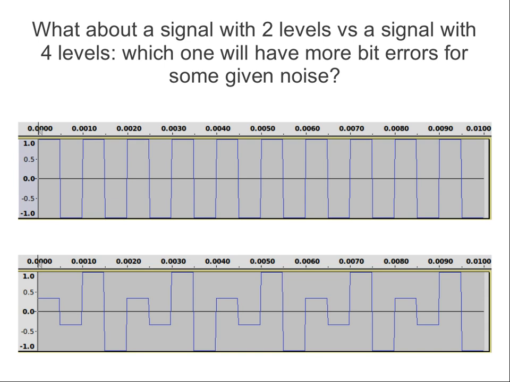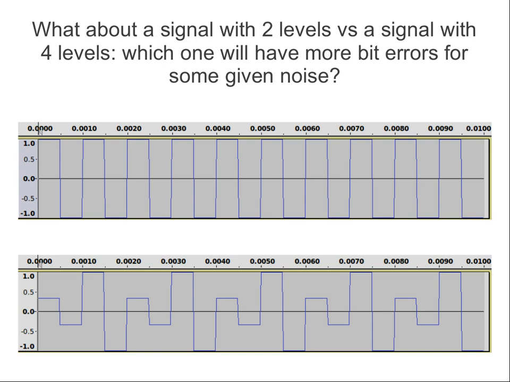With 8 levels, each level would use 3 bits because we have 000, 001, all the way up to 111. There's 8 different values. So each level would represent 3 bits with the same signal rate of 2,000 elements per second. Each element represents 3 bits. 3 times 2,000 would be 6,000 bits per second. Increasing the number of levels increases our data rate. That's a good thing. We want high data rate. So we can use different signalling schemes to increase our data rate.